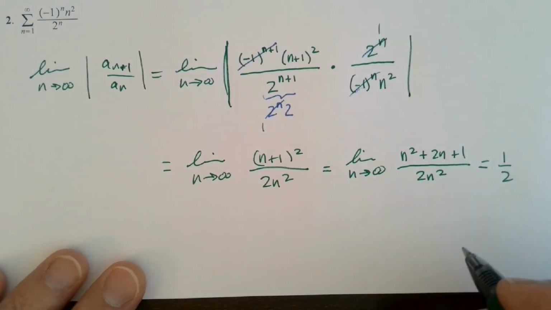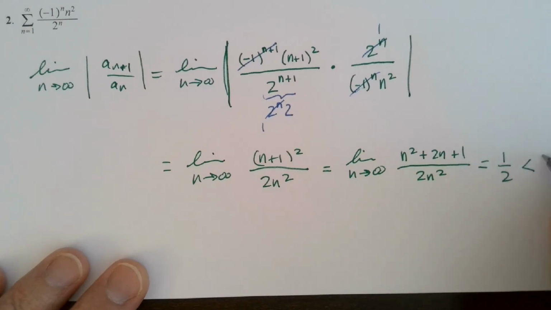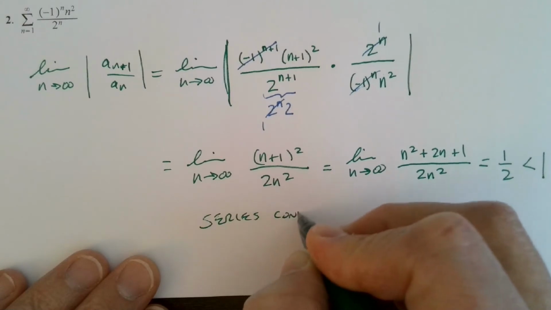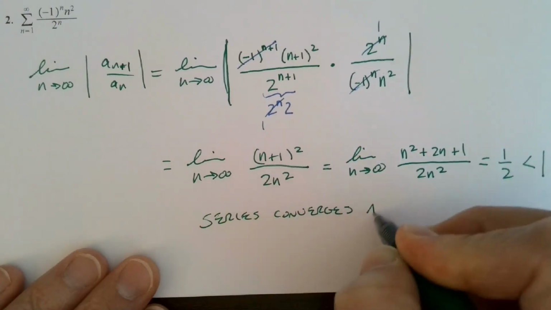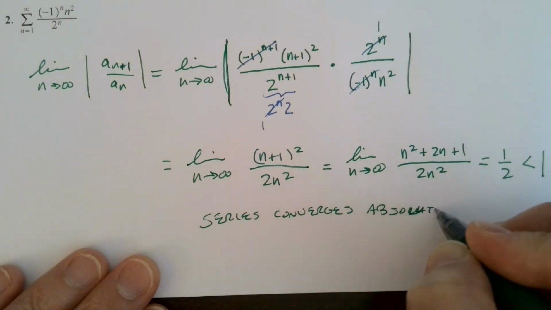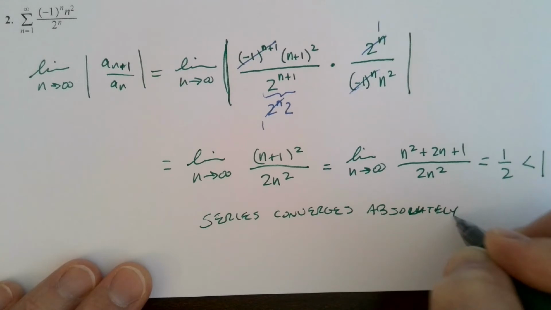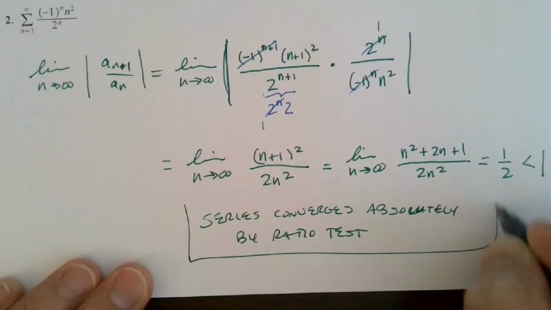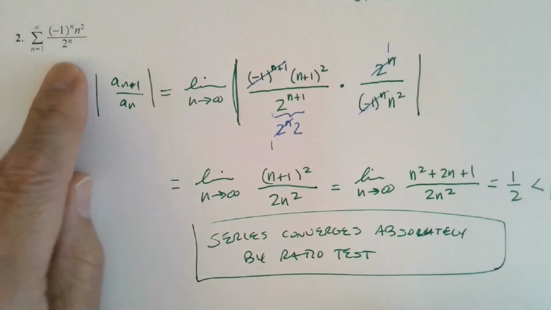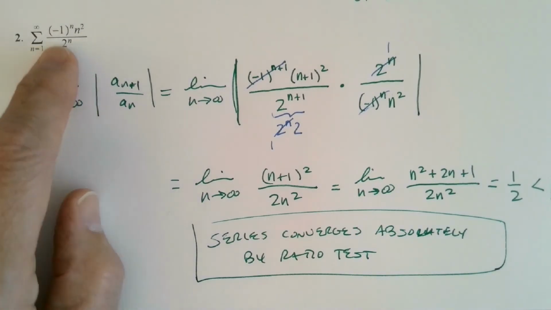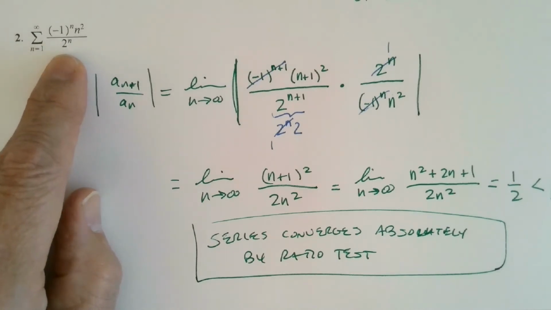Okay. So what's that mean, though? This is less than 1. And so again, the series converges absolutely by the ratio test. So that's real important because, notice this series is an alternating series, but it's absolutely convergent, meaning the series itself is also convergent.